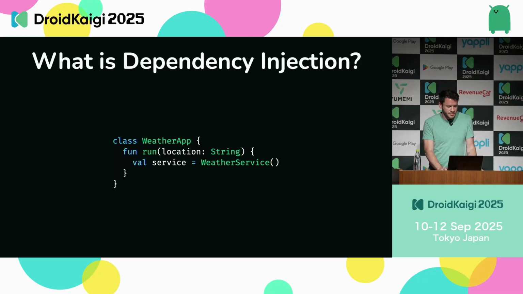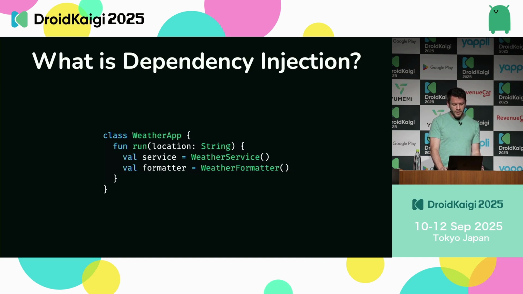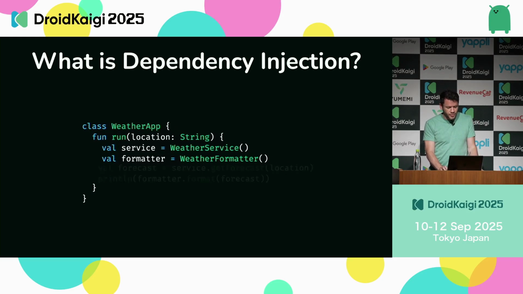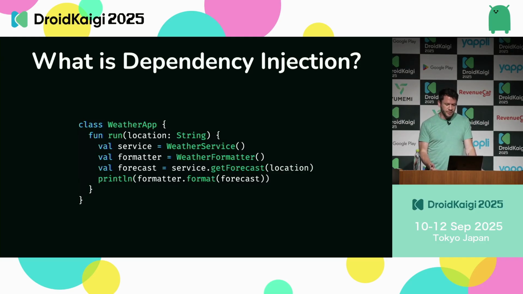Let's consider a simple weather app. It's basic, you give it a location, and it gives you the forecast for that location. Our weather app is composed of a few components: a weather service that we see here that can talk to a weather API, a weather formatter that can format the responses into a localized format friendly to the user. And it's simple. It prints the formatted forecast for a given location when we run it.